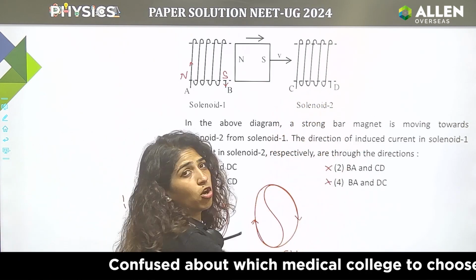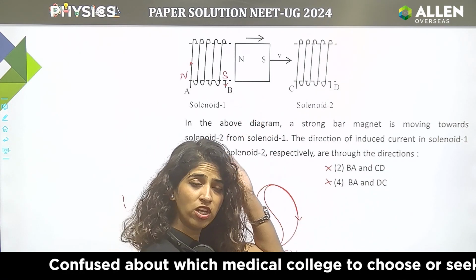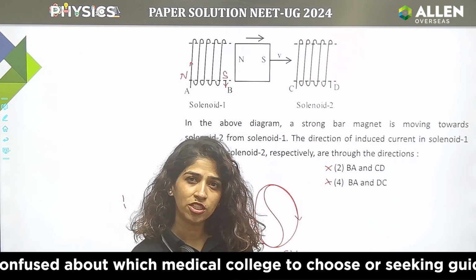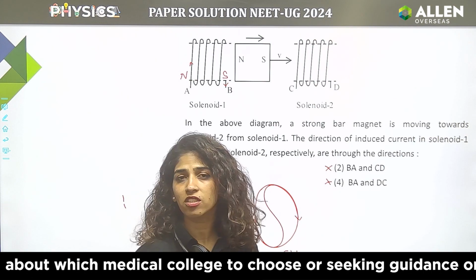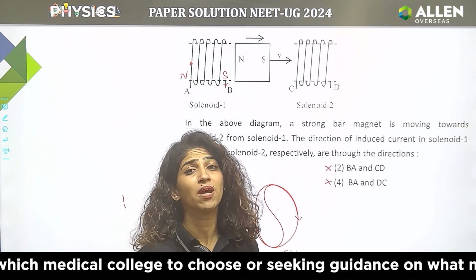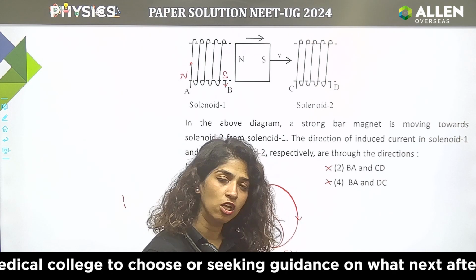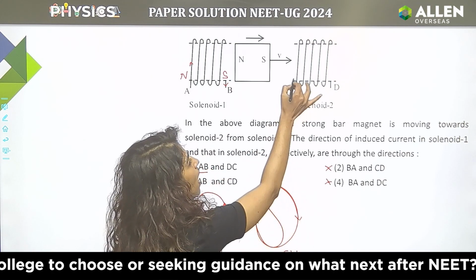For this solenoid, the south pole is moving towards the solenoid. So the induced current is trying to oppose it. When it is trying to oppose it, it's going to repel it because it's moving towards it. So to repel it, this has to act as south.